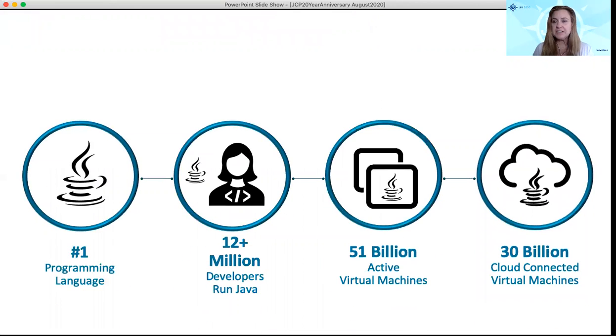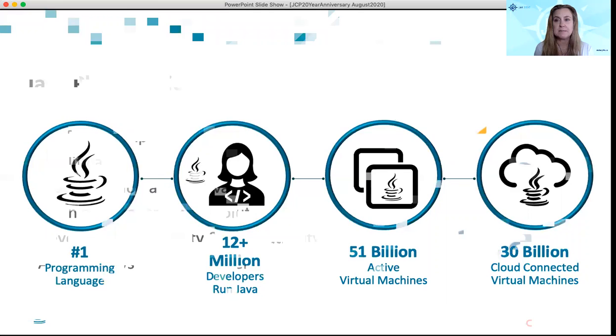There have been a lot of changes over the last couple of decades in the course of history of Java technology, but a few things remain the same, and that is that Java continues to be the number one programming language in the world, and we've grown to have over 12 million Java developers using Java all over the world. Our focus these days is on making Java the ideal platform in the cloud. We have over 30 billion virtual machines that are cloud connected at this point.